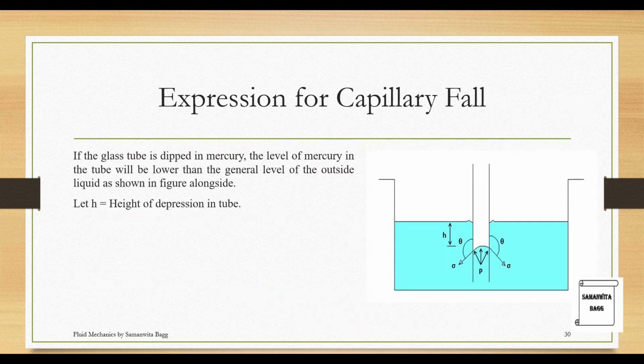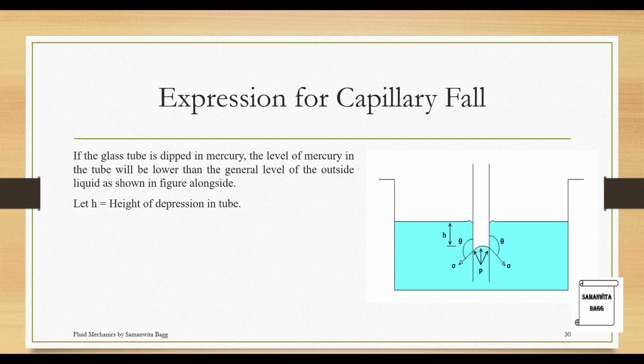Now let's talk about the expression for capillary fall. If the glass tube is dipped in mercury, the level of mercury in the tube will be lower than the general level of the outside liquid, as shown in the figure alongside. You can see here, this is the amount of mercury in the container, and in the capillary tube there is a dip. This is the surface tension, as I told you. This is the angle of contact. This h is the height of depression in the tube.